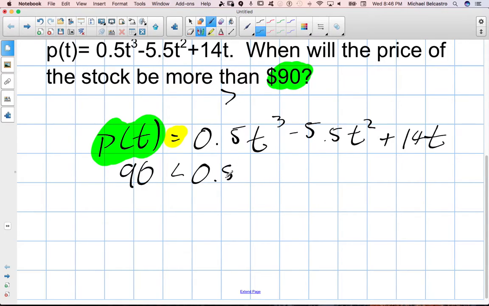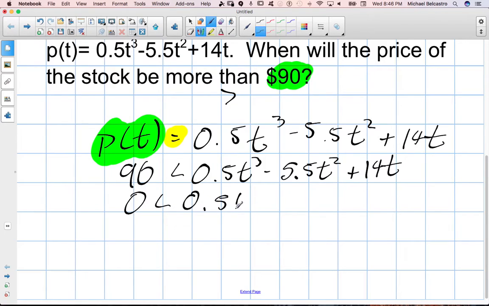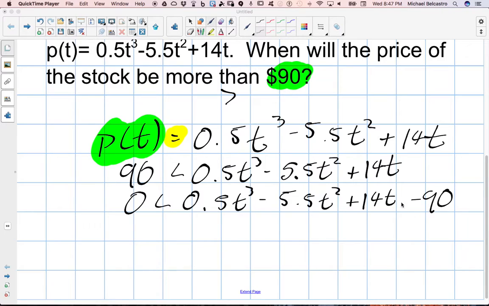So when we have that, 0.5 t cubed minus 5.5 t squared plus 14t, we're going to set this equation equal to 0. When I bring 90 to the other side, I get 0.5 t cubed minus 5.5 t squared plus 14t minus 90. Now I need to find a factor because this is a cubic function. You can do a little trial and error to find one of the factors of this equation that sets it equal to 0.